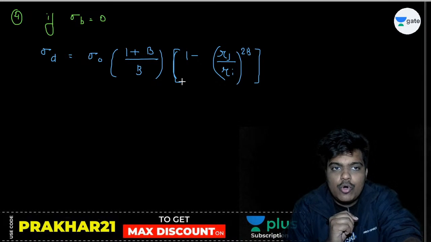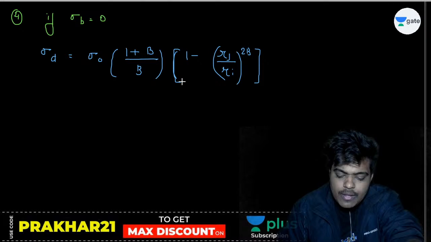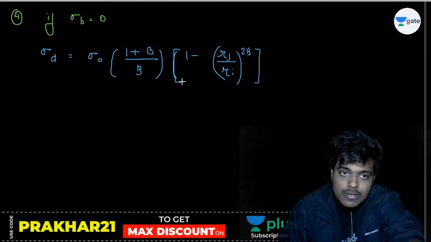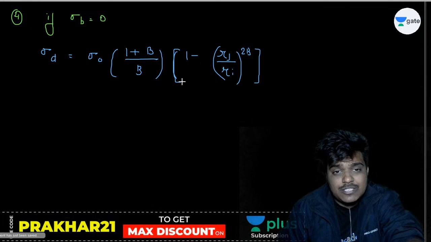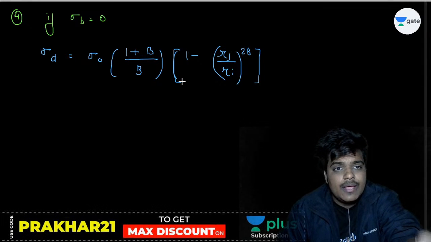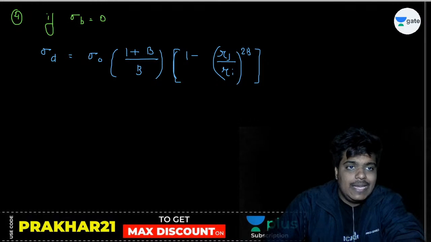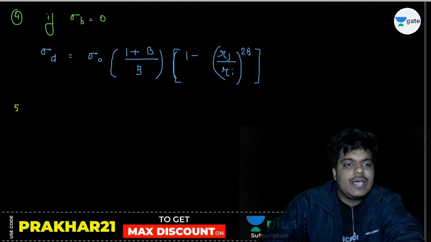Sigma D का तो यही वैल्यू होगा ना. The value of sigma D will be this only if sigma B is 0. ठीक है. Now condition कहाँ फंसती है?